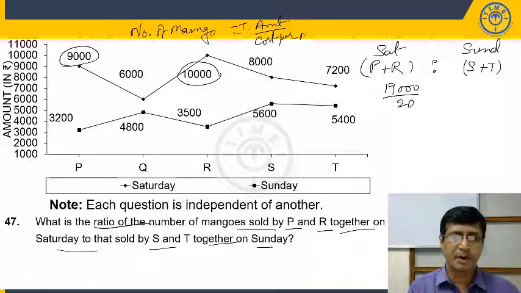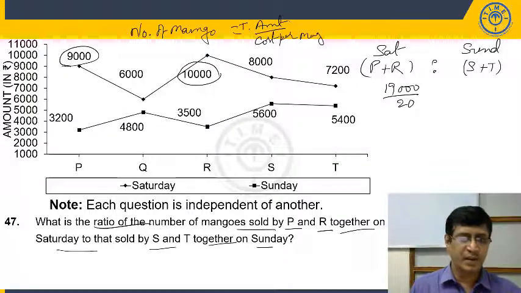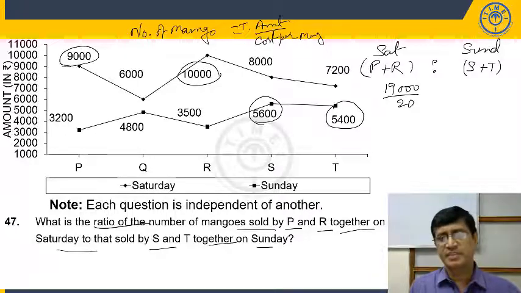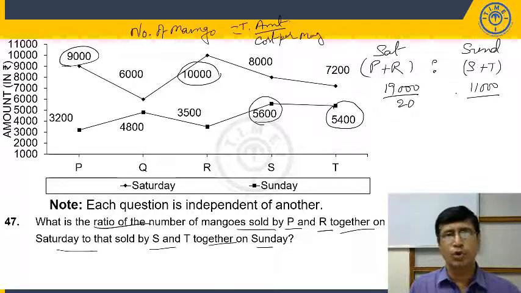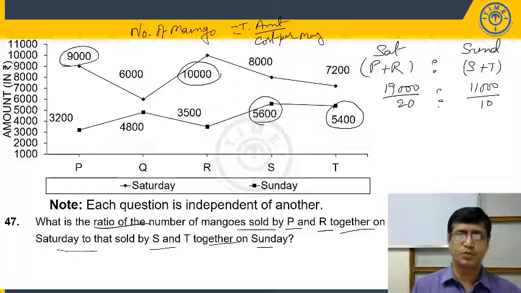So, what is the cost per mango? Cost per mango is 20 on Saturday. Whereas for S and T on Sunday, S is 5600 and T is 5400. How much is the sum of these two? It is 11,000. And what about the cost of each mango on Sunday? It is 10 rupees. Just find the ratio of these two.